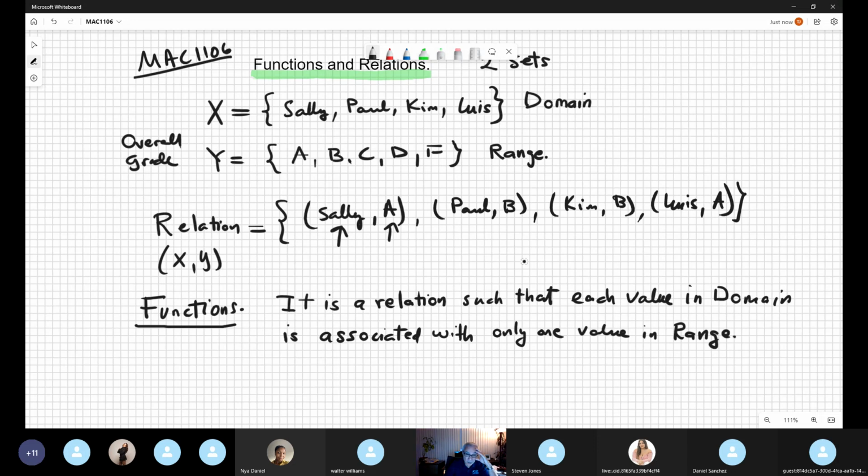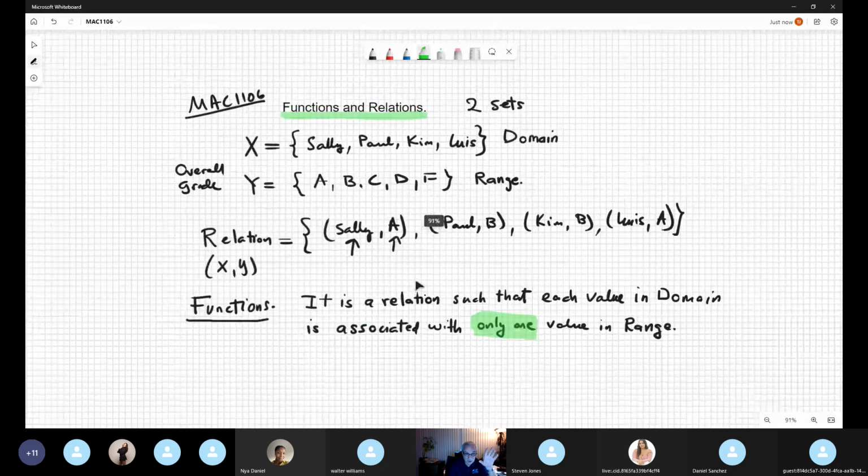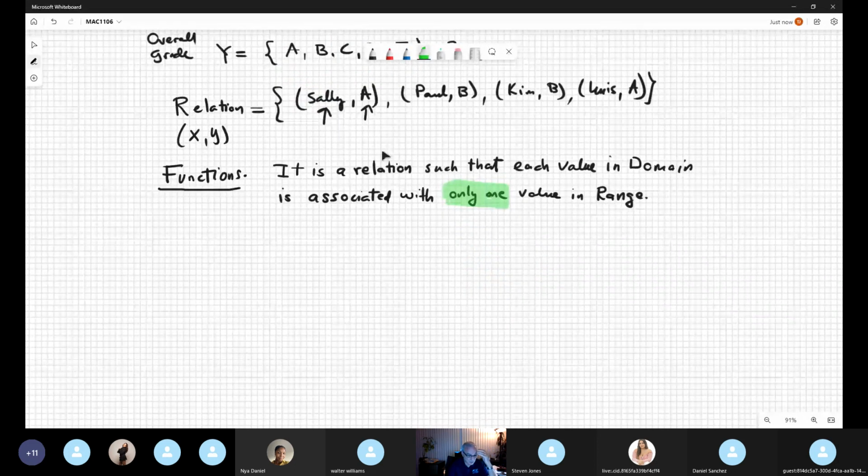So now the most important words in this definition are these: only one. This is the idea. It's not an ordinary arbitrary relation. It's a special relation in which you select only one in the range. Let me try to clarify, because it's very confusing.